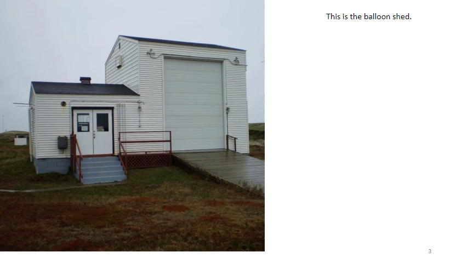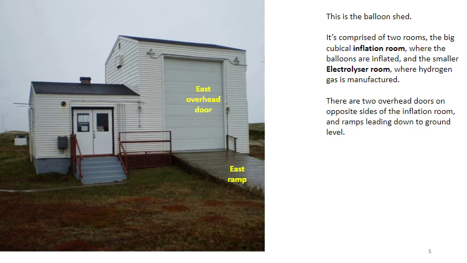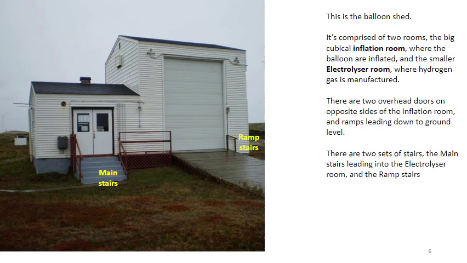This is the balloon shed. It's comprised of two rooms, the big cubicle inflation room where the balloons are inflated, and the smaller electrolyzer room where the hydrogen gas is manufactured. There are two overhead doors on opposite sides of the inflation room and ramps leading down to ground level. There are two sets of stairs, the main stairs leading into the electrolyzer room, and the ramp stairs. A walkway leads from the ramp to the main stairs.